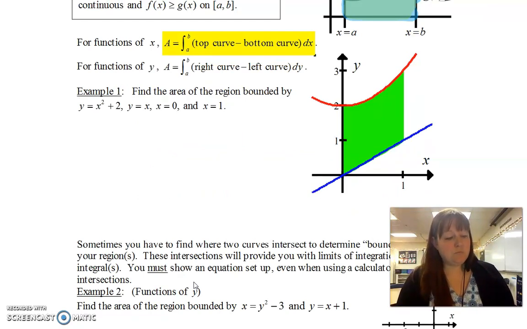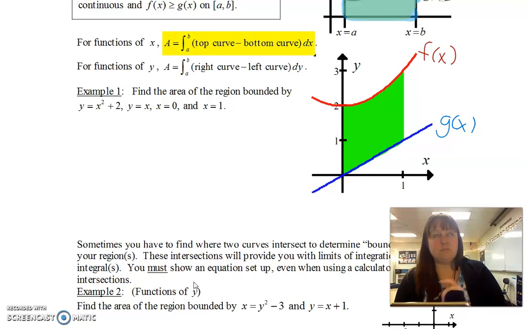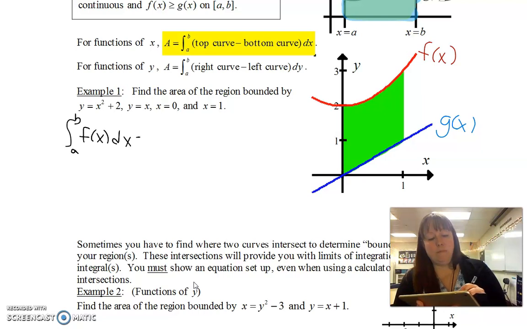So this first one, we have the area in between y equals x squared plus 2 and y equals x. So I'm just going to go ahead and label this f of x, and I'm going to label this one g of x so that I can refer to them a little bit better. So we know that the area in between them is the definite integral from a to b of f of x dx minus the definite integral from a to b of g of x dx.